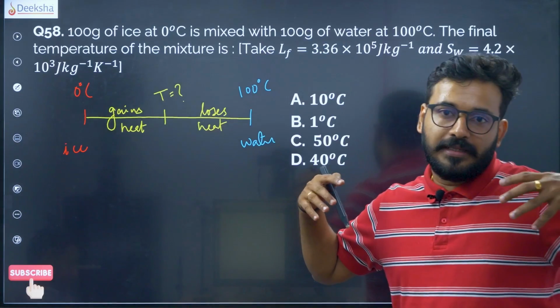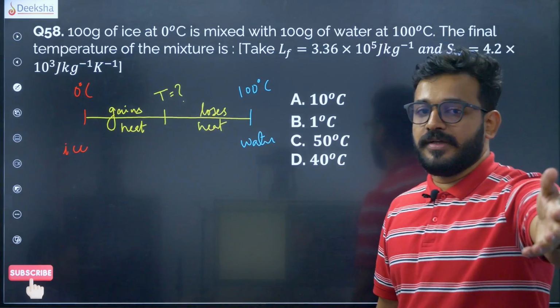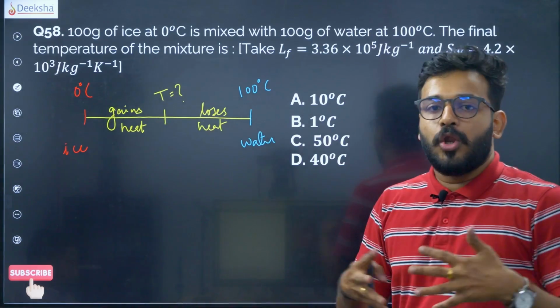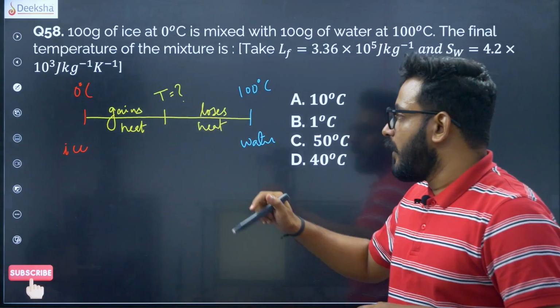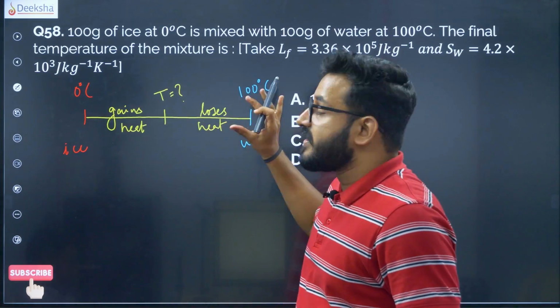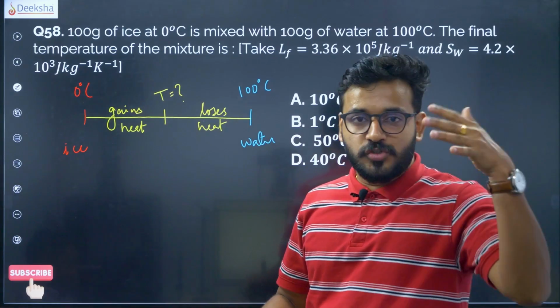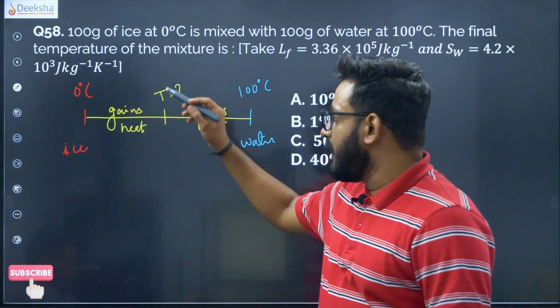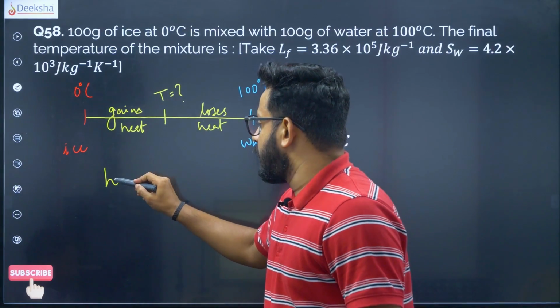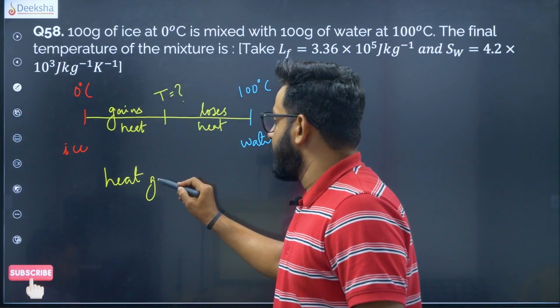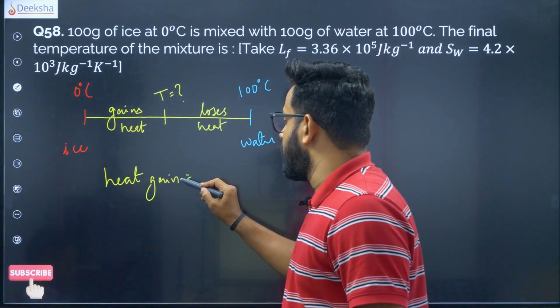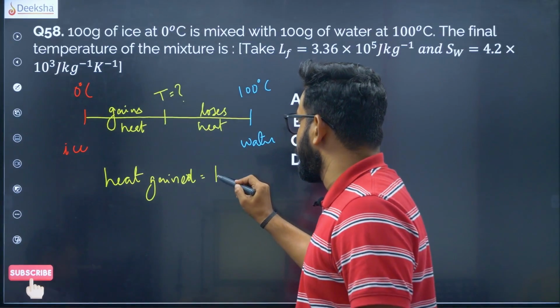So if someone is losing heat to someone and that person is gaining, the loss of heat is equal to gain of heat. So who is losing heat? Water is losing heat. Who is gaining heat? Ice is gaining heat. Now ice is solid, it has to melt first, latent heat of energy. So first, heat gained is equal to heat lost.